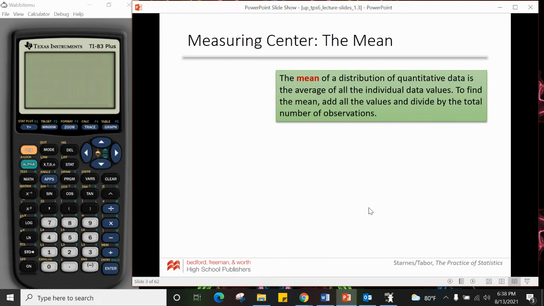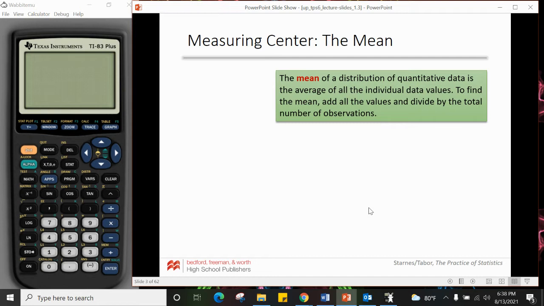So this is a direct next step of 1.2, where we talked a lot about the shape, but then we also mentioned the center, the spread, or the variability, and outliers. Now we're actually going to quantify them, and we're going to talk about what statistics we can use to describe them.